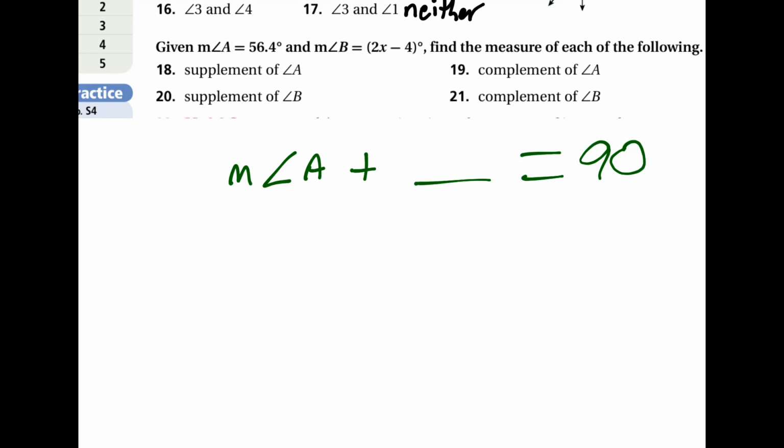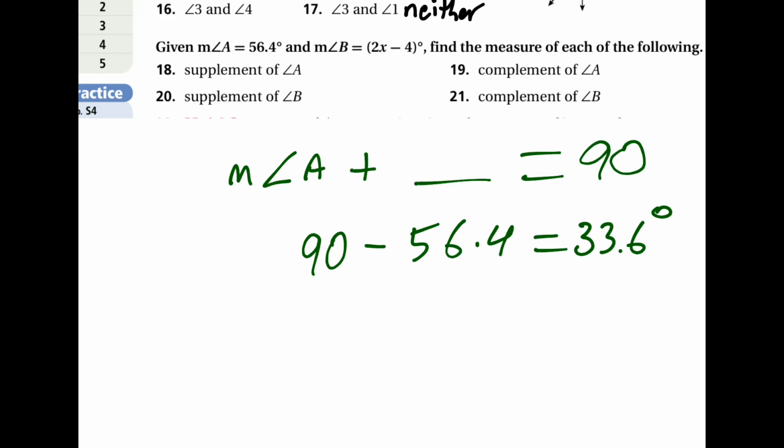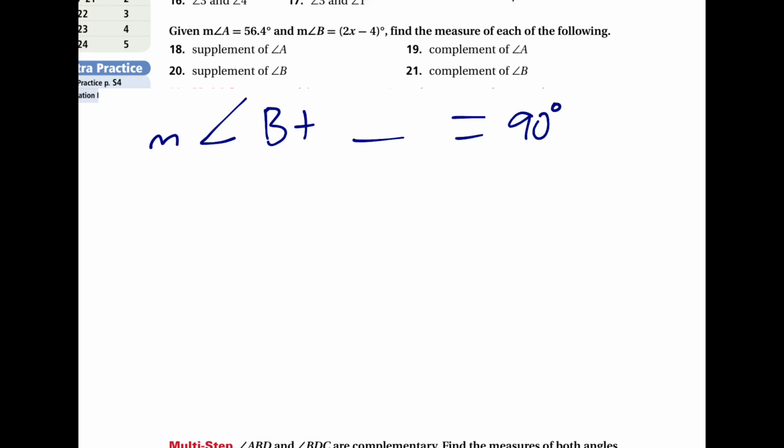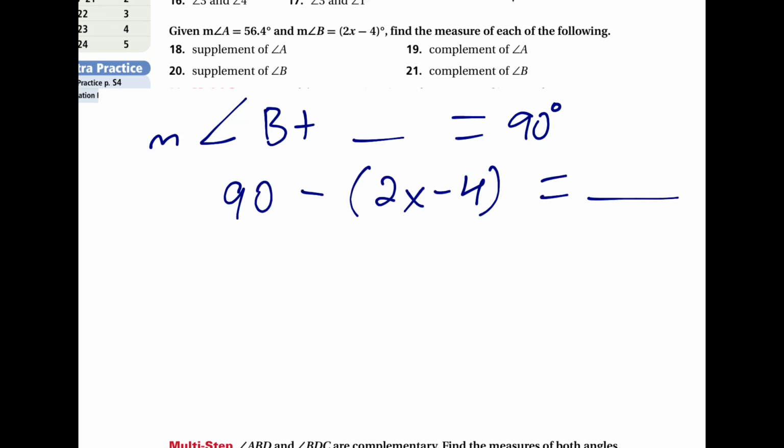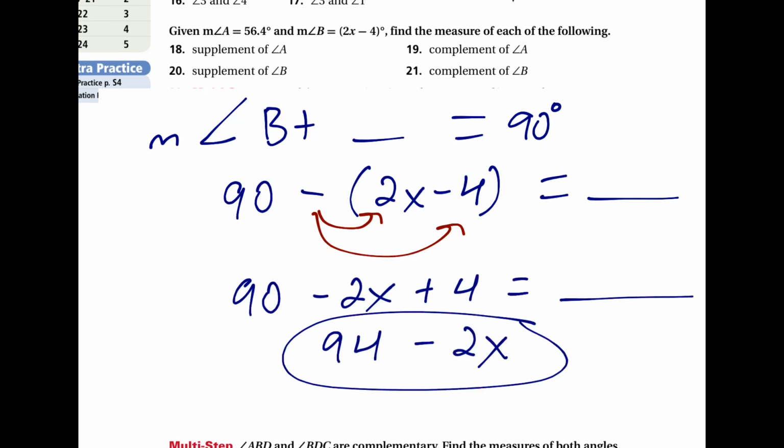For 19, they want to know the complement of angle A, which means that angle A plus something is equal to 90. To figure this out, we can take 90 minus 56.4, and our answer there is 33.6. 21 works very similarly. The measure of angle B plus something is 90. So to figure out that missing angle, we subtract 2x minus 4. Remember, when we are distributing, we have to distribute the negative also. So this is really adding 4. 94 minus 2x is your answer.